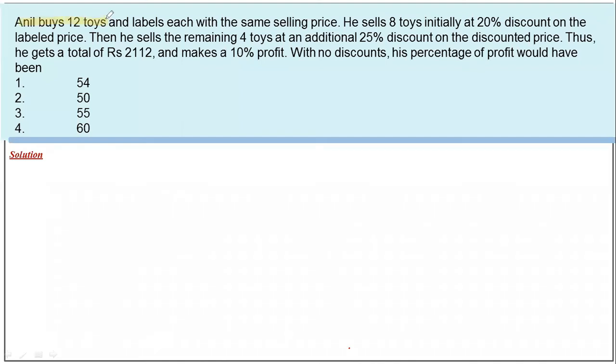Anil buys 12 toys and labels each with the same selling price. He sells 8 toys initially at 20% discount on the labeled price. Then he sells the remaining 4 toys at an additional 25% discount on the discounted price. Thus, he gets a total of rupees 2112 and makes a 10% profit. With no discounts, his percentage of profit would have been which of the following?